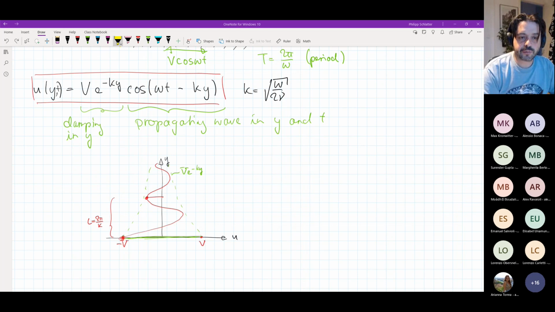There are a few options that we can look at: momentum diffusion, smoothing of the velocity profile, dissipation of mechanical energy, dissipation of energy in general, slowing down the plate, or change of frequency. So what do you think? What is the effect of viscosity?